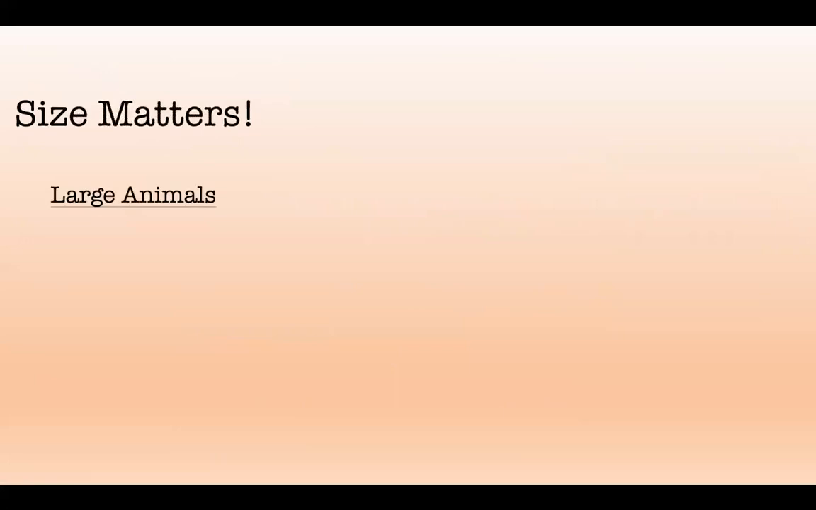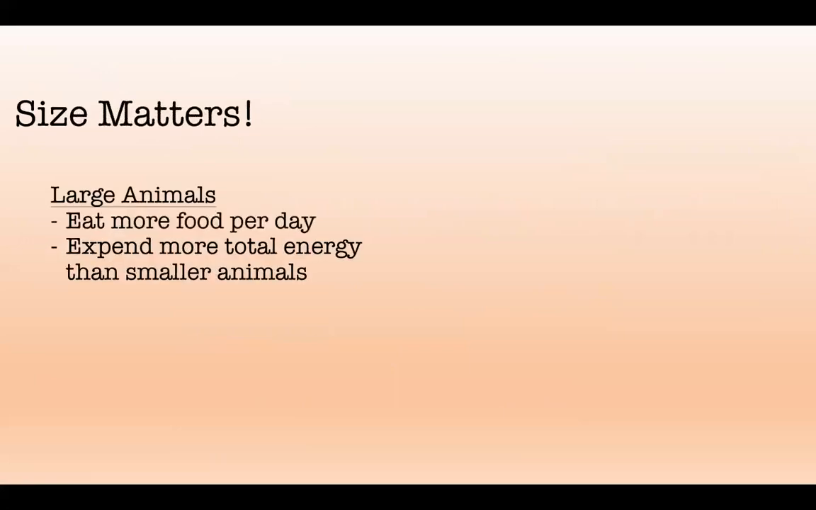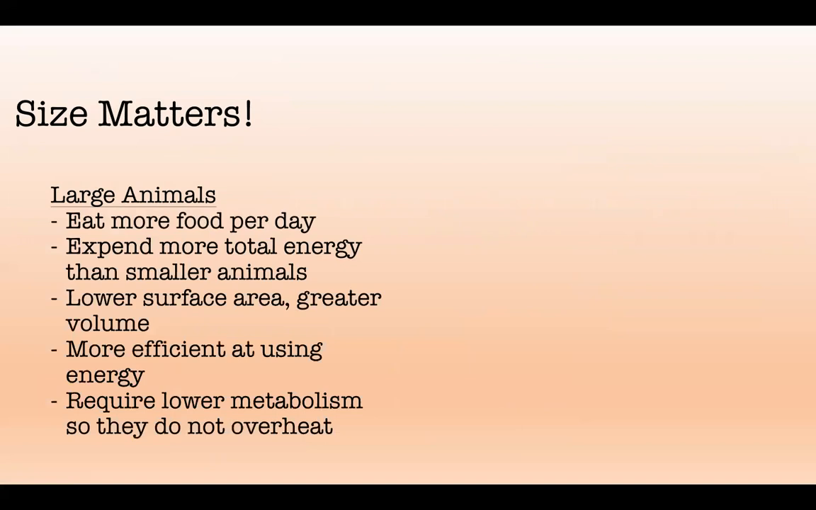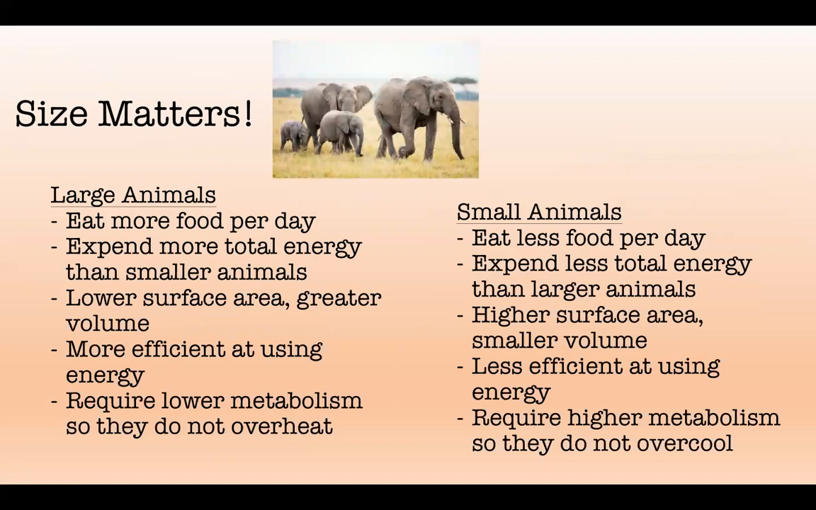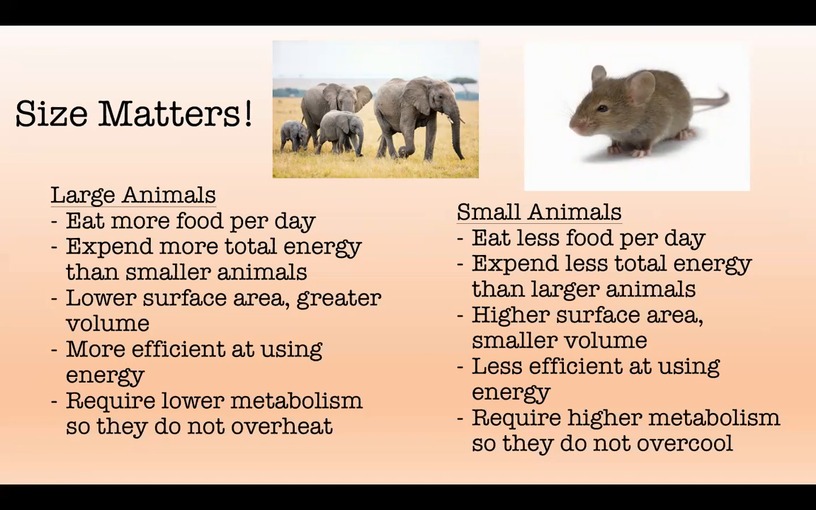The amount of energy used by an organism is highly dependent on its size. Large animals eat more food per day and expend more total energy. However, they are more efficient at using energy. They also require a lower metabolism to prevent overheating. Smaller animals eat less food per day and expend less total energy than larger animals. They are less efficient at using energy and require higher metabolisms, so they do not overcool.